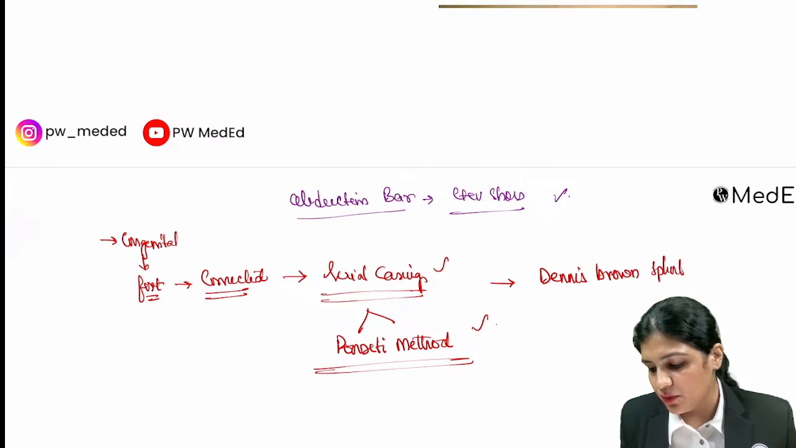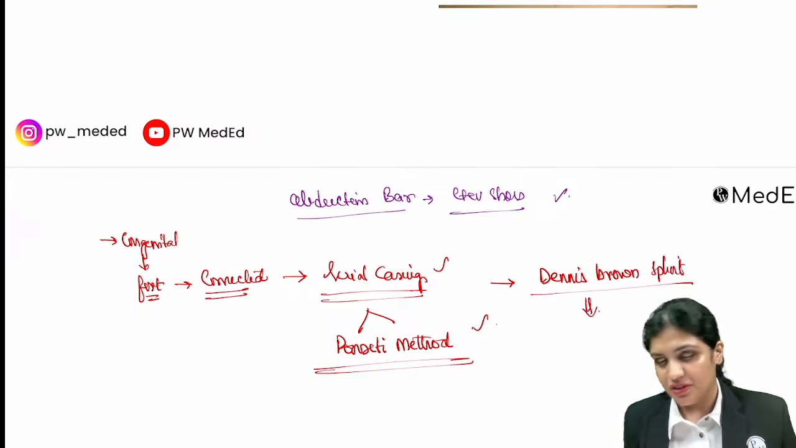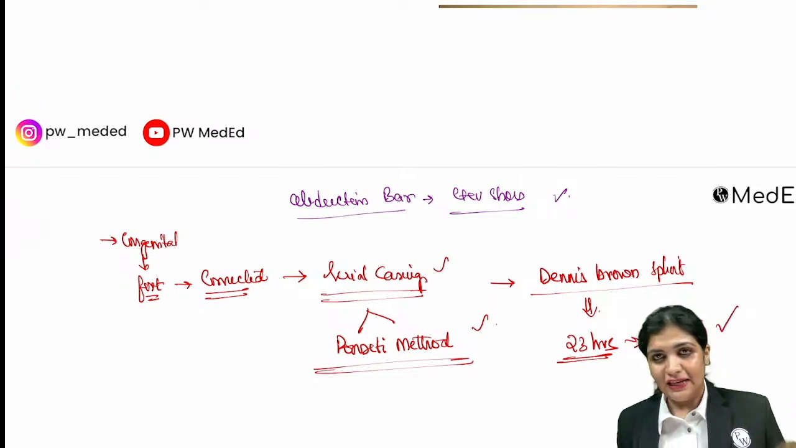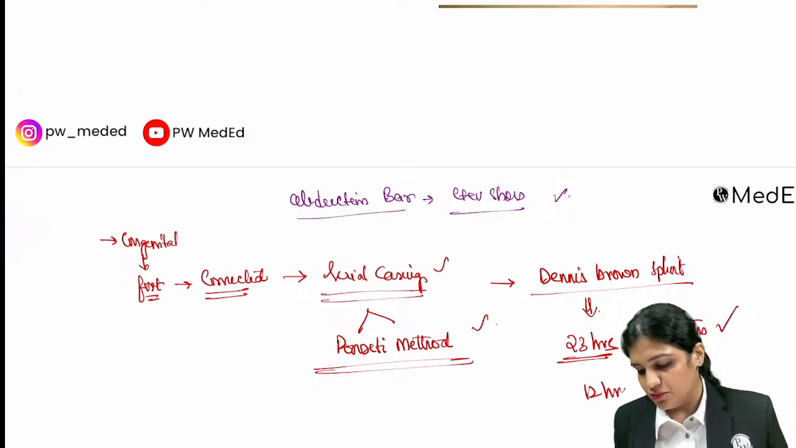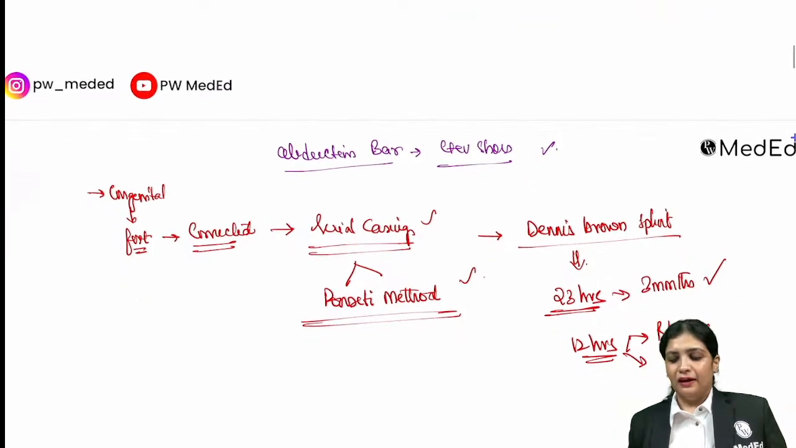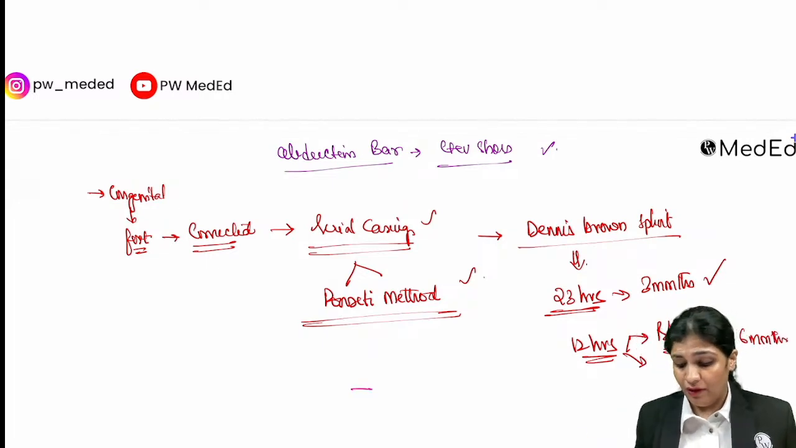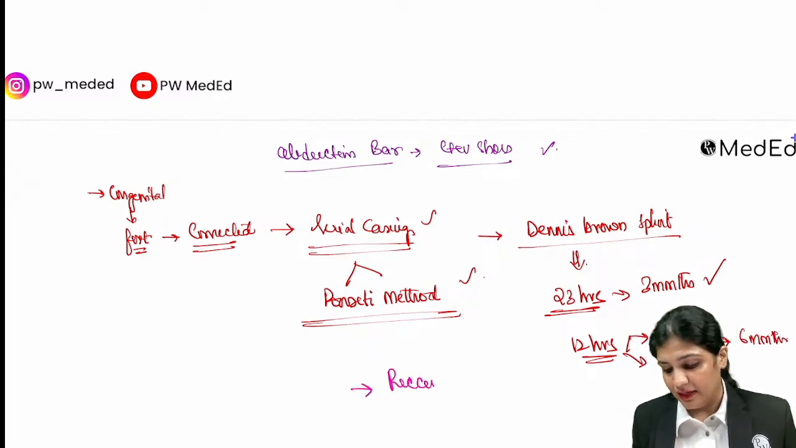This is your Dennis Brown splint, where you place the shoes after the complete correction, and you ask the patient to wear it for 23 hours for 3 months, right? Then after 3 months you can shift them to 12 hours, during sleep. You can use them 12 hours during sleep. This is continued again for 6 months, right? All this is done why? To prevent the recurrence. The recurrence rate is high in case of CTEV.